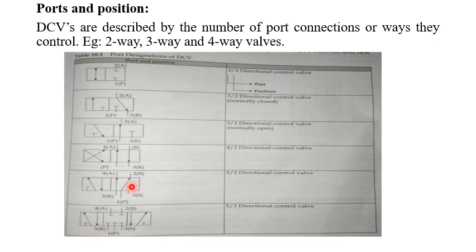And then next one you have is 5 by 3. See here, you have 3 positions, which means 3 rectangles you can see.